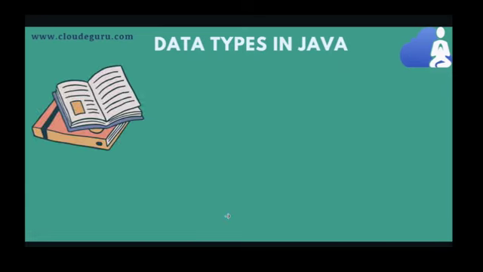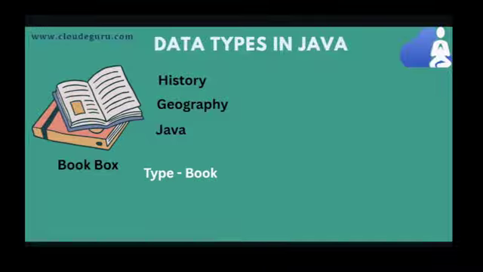While we were reading about variables, we discussed this example where we have a box which can store one book at a time, and the box has been labeled as book box. Initially we store a history book, then we remove that, we store a geography book, then we store a Java book. So in this book box, we can store only one type of data, that is books. So its data type is book.